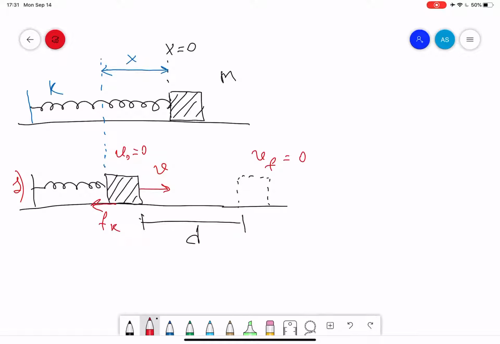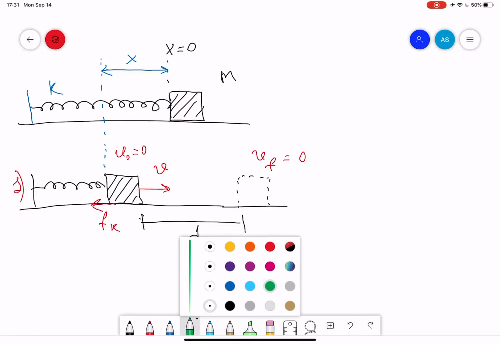You are holding it there, and then you release it. When you release it, it will move a certain distance before it stops, right? Before moving, it will have an initial velocity, and when it has moved a certain distance, it will have a final velocity. And we are including friction here, kinetic friction. Kinetic friction opposes the motion, so it will point to the left. Now, we can solve such a problem by using energy conservation.